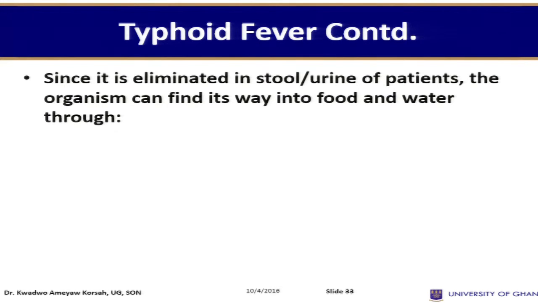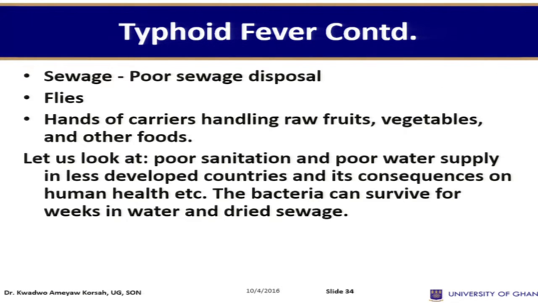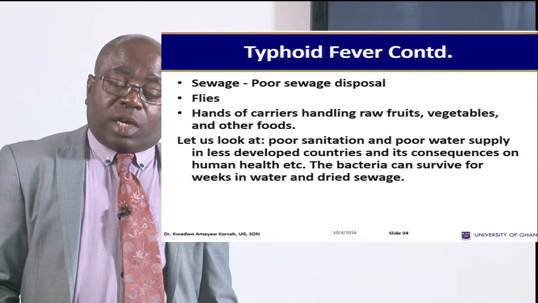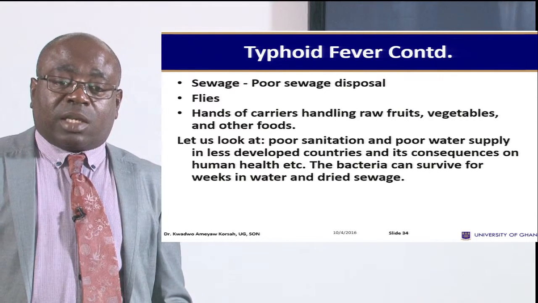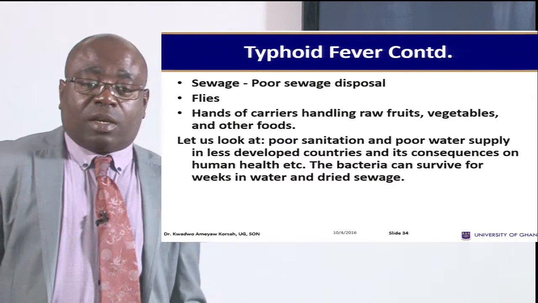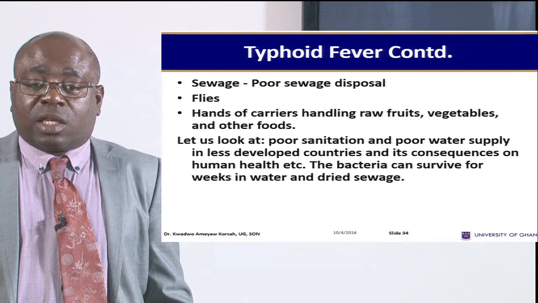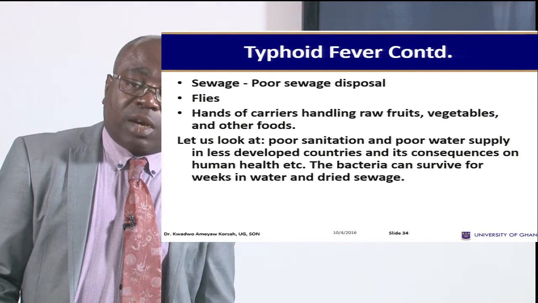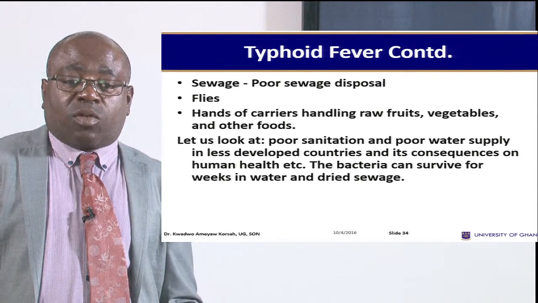So since it is eliminated in the stool or urine of patients, the organism can find its way into water, and then water through sewage or poor sewage disposal, flies, hands of carriers who may be handling raw fluids, vegetables, and other foods. Now, there is an important picture that we can look at. What I want to say is that even when we look at Ghana, let us look at what happens. Poor sanitation and poor water supply in less developed countries like ours, and its consequences on human health.